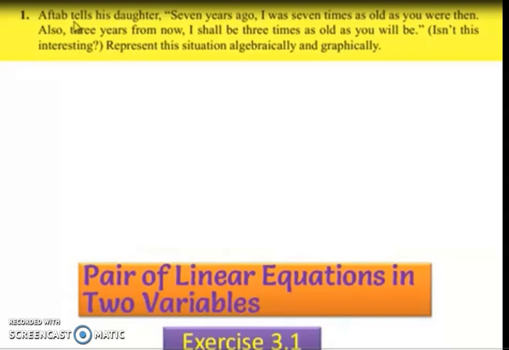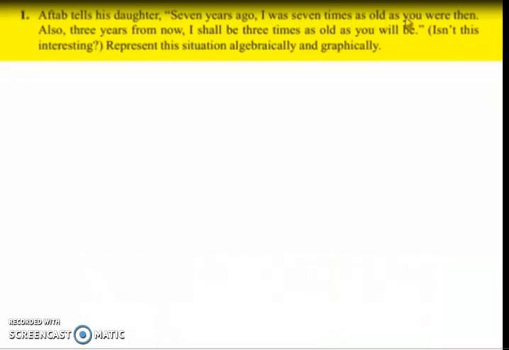Today in the mathematics class we will learn exercise 3.1, linear equations in two variables, the concept. The question is: Aftab tells his daughter, 7 years ago I was 7 times as old as you were then. Also, 3 years from now I shall be 3 times as old as you will be. Isn't it interesting? Represent this situation algebraically and graphically.